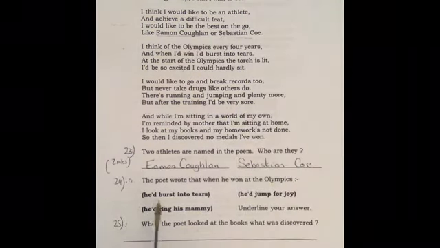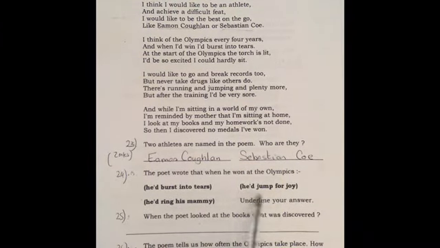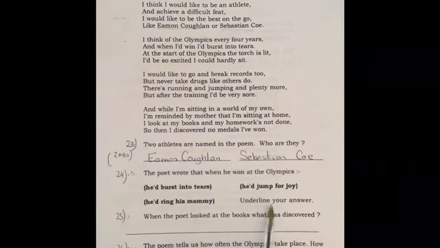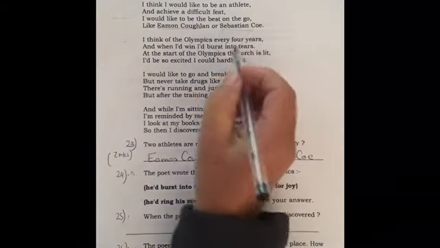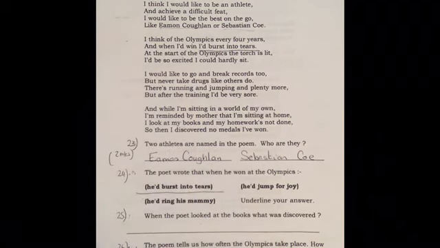And now, the poet wrote that when he won at the Olympics, he'd burst into tears, he'd jump for joy, he'd ring his mammy. And we have to underline the answer. Well, the passage tells us that he would burst into tears. So you underline that one.